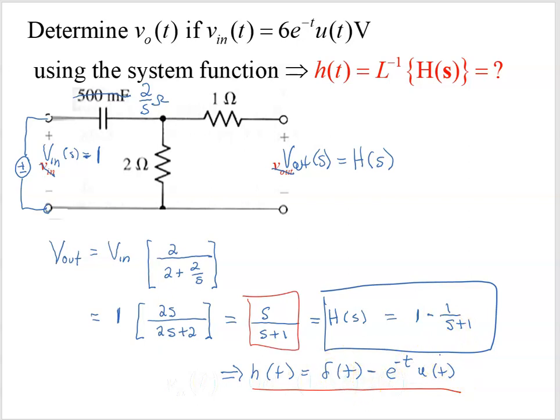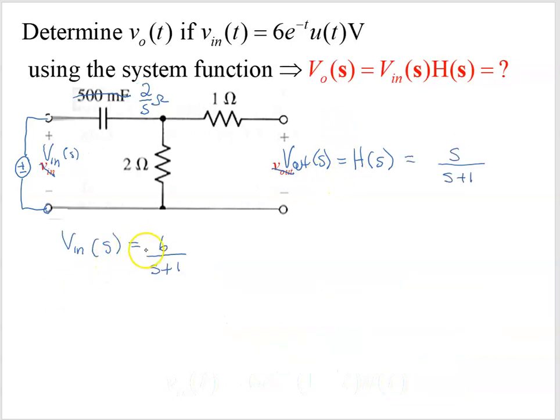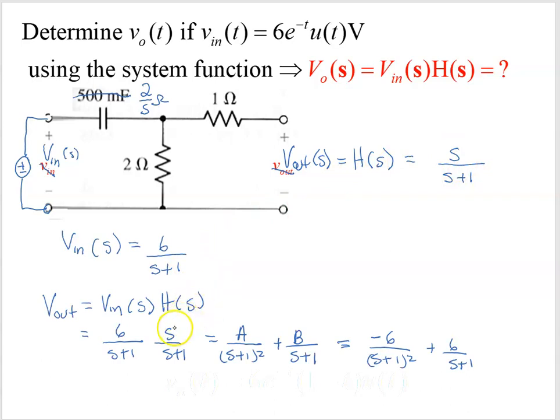We can then use that to help determine our v. We don't really need that in the time domain because we're going to determine the output in the frequency domain. So our input function as given, 6e to the negative t u of t, in the frequency domain is 6 over s plus 1. We just need to multiply that by our s over s plus 1. When we multiply that out, we have 6 over s plus 1 times s over s plus 1. That's a rational function, 6s over s plus 1 squared.